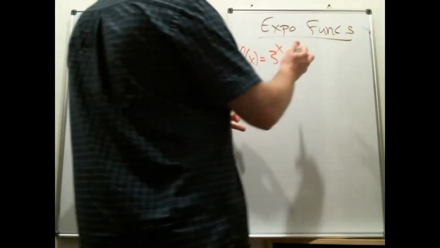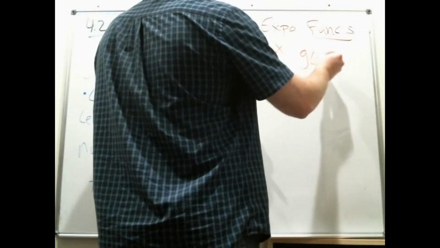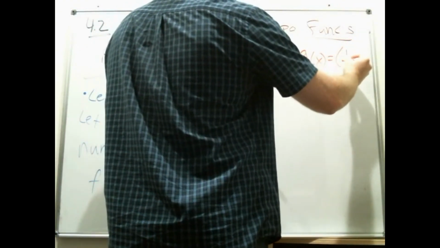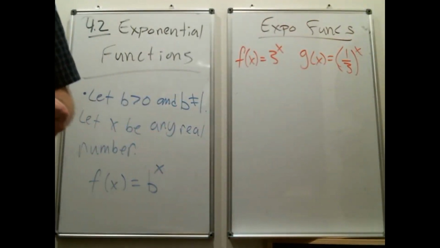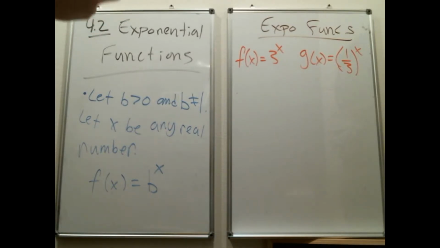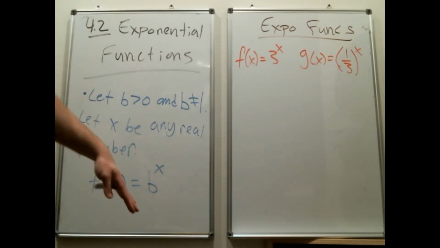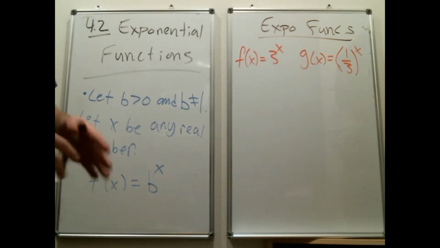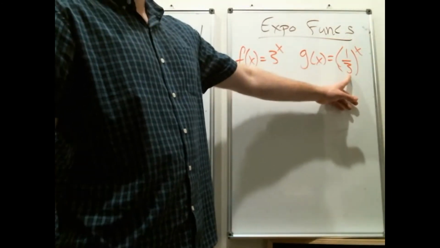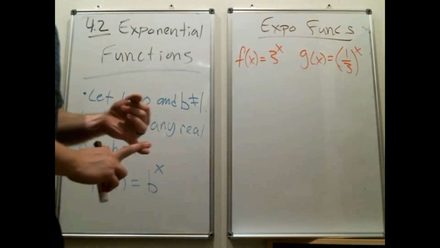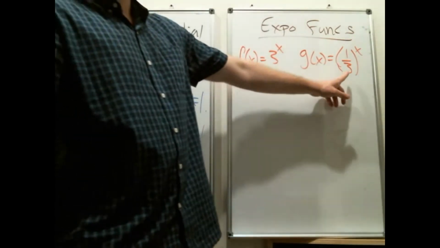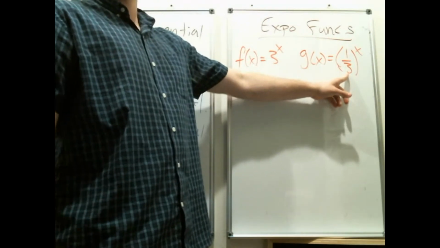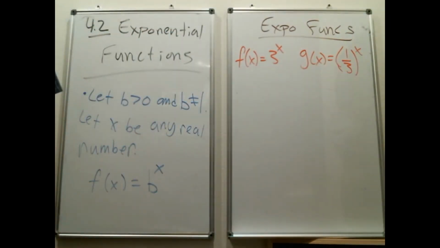Next, you can have something like this. Let's call it g of x, 1/3 to the x power. So your x is in the exponent, or your variable is in the exponent. So this tells you that this might be an exponential function. Now you need to look at this base. Is your base greater than 0 and not equal to 1, and is it a constant real number? This is greater than 0 and it's not 1, so it is an exponential function.